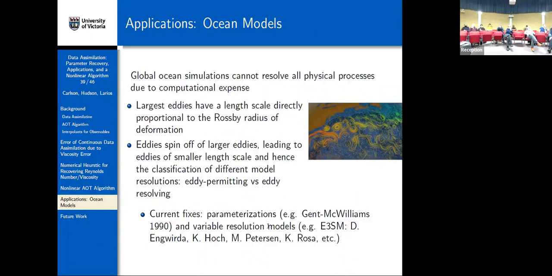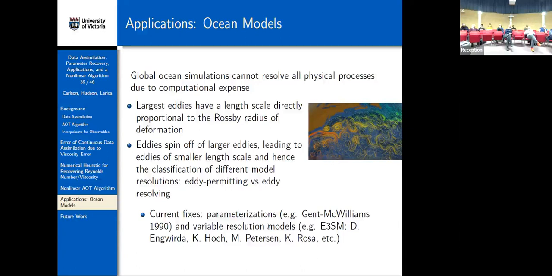But specifically, since we have a few minutes left, I'll briefly talk about the applications to ocean models. We specifically were looking at global ocean simulations. I mentioned earlier that global ocean simulations can't resolve all these physical processes due to computational expense, so you lose some of these subgrid scale effects. The largest eddies have a length scale proportional to the Rossby radius of deformation. In our setting, you have eddies that spin off larger eddies, leading to eddies of smaller length scale, and hence you have this classification of different model types, eddy permitting versus eddy resolving.